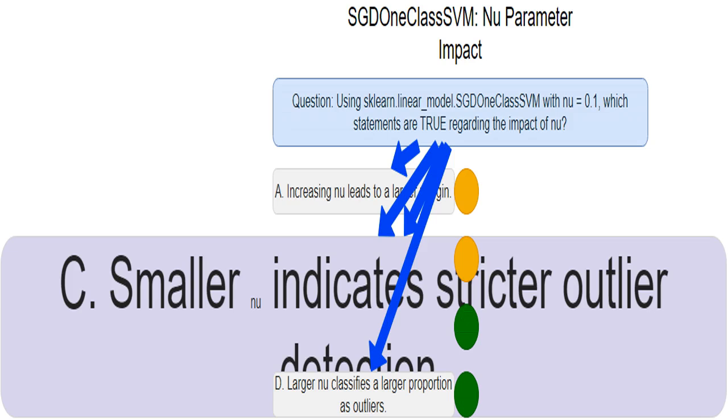Therefore, the model will set a high bar for identifying a data point as an outlier, resulting in a stricter detection process. Think of it like this. A smaller new is like having a really tight net. Only the most unusual fish, outliers, will get caught.